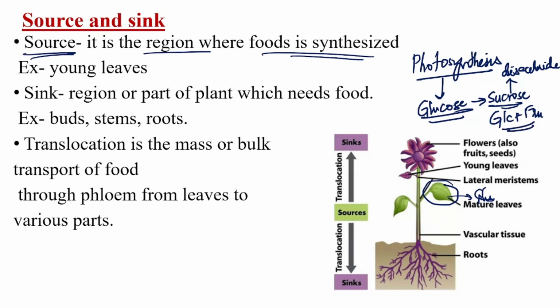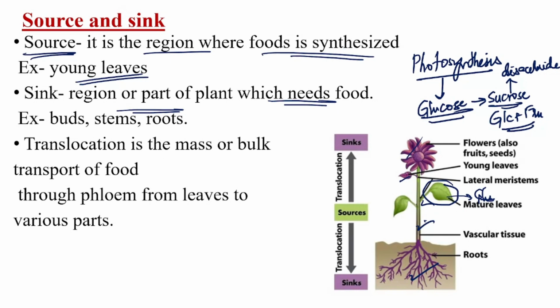So glucose has to be converted into sucrose, and this sucrose has to be transported to flowers, roots, stems, the developing buds, etc. So source is the region where food is synthesized. The young leaves act as a good source. And what is a sink? It is the region which needs that food. Now a flower, or a developing young leaf, or the roots, the stems, the petioles, all of these require the food.